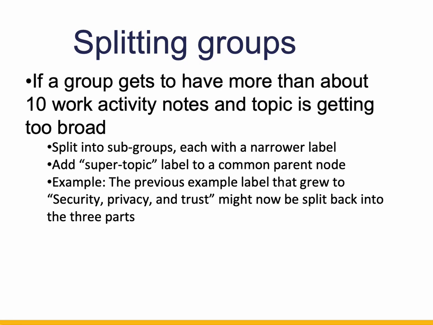So if you need to split into subgroups, do the reverse of what we did in the previous slide, but add a narrower label. You can always add a super topic label to a common parent node to encompass all of this. Remember the previous label 2 slides ago said security, privacy, and trust. That might now be split back into 3 parts: security, privacy, and trust. So by adding these addendums in the previous couple of slides there, it's just for reevaluation. So the more you split, the more precise the notes are, and the less confusion there is able to be.